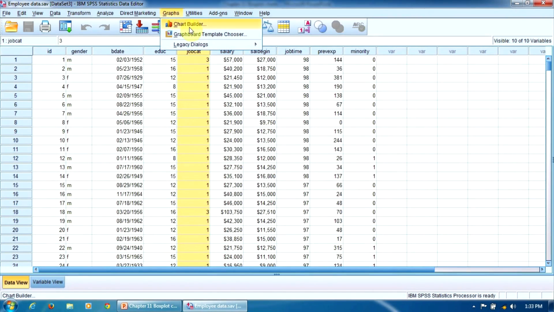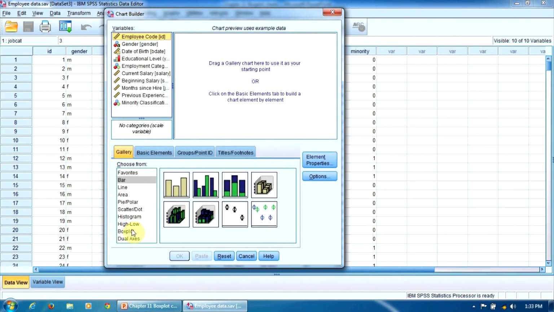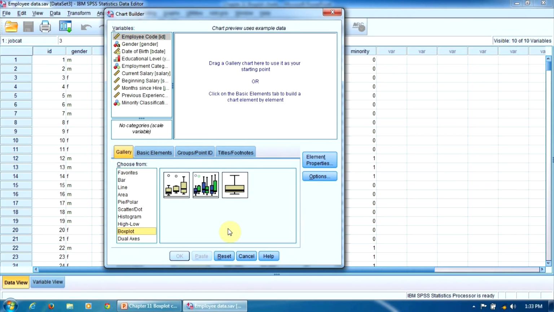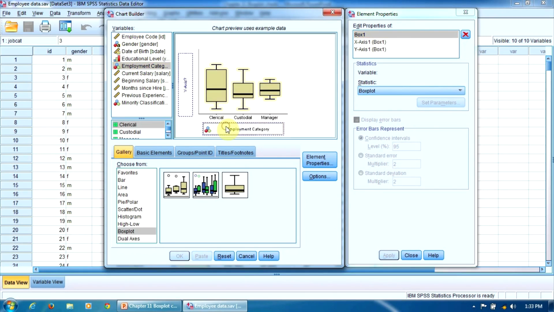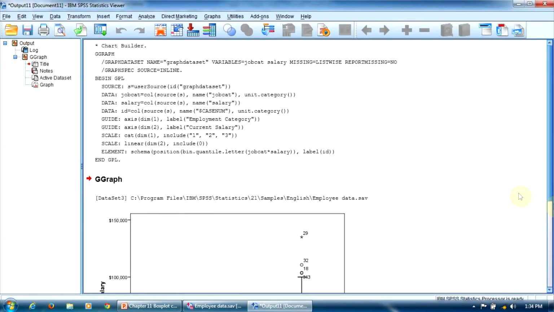Now we go to the chart builder and select the Boxplot option here in the gallery and drag this left icon here in the preview window. The independent variable will be represented on the x-axis, so employment category will be here, and the dependent variable, salary, will be represented here on the y-axis. That's all. Now we can press OK to create the Boxplot.